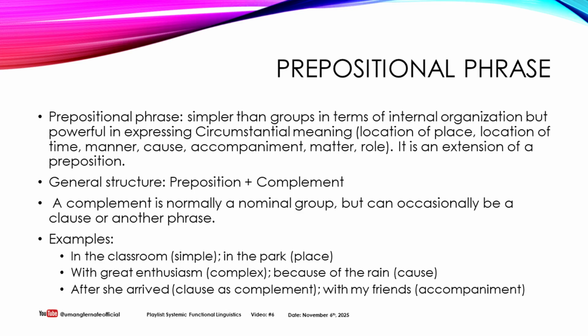All right, we also have a clause as the complement here. In the prepositional phrase, after she arrived, the preposition here is after, right? And it is followed by a clause, she arrived. Now, you can also see that place, cause, and accompaniments are types of circumstance. Accompaniment means what accompanies you in doing something. Okay? I think these examples are clear by now, so let's jump to the clause.